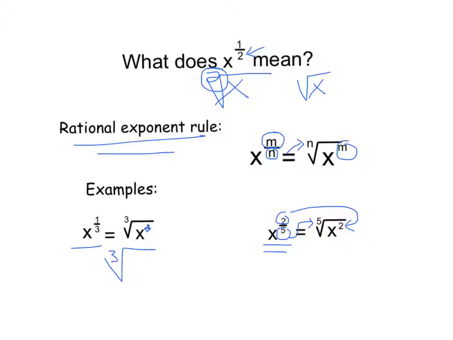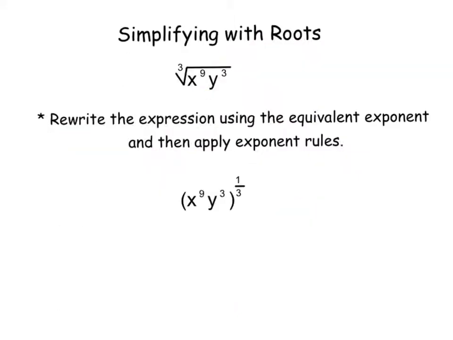Now, I want to point out that when I first started teaching this, I was not aware that most places actually have this in parentheses with the squared on the outside. Either way is correct. So an easy way to simplify with roots, if you're given this, is to just rewrite the expression using the equivalent exponent. In other words, look at this and apply the exponent rules you've already learned.